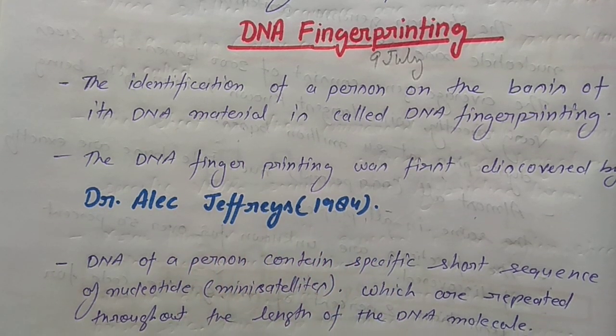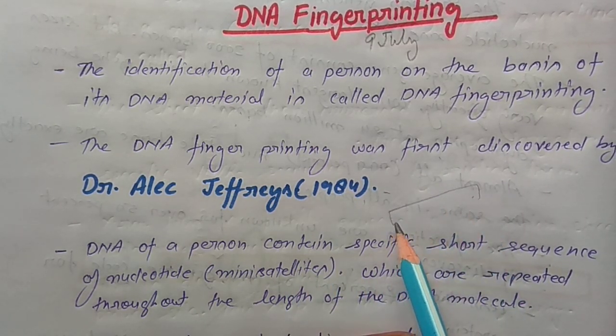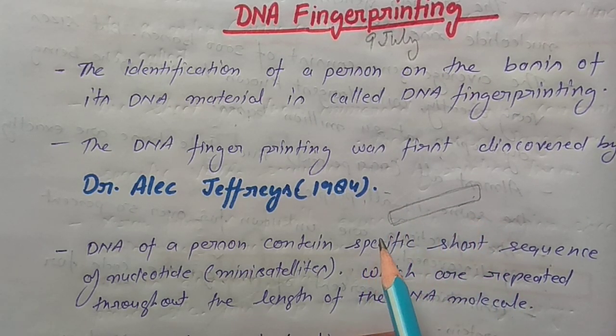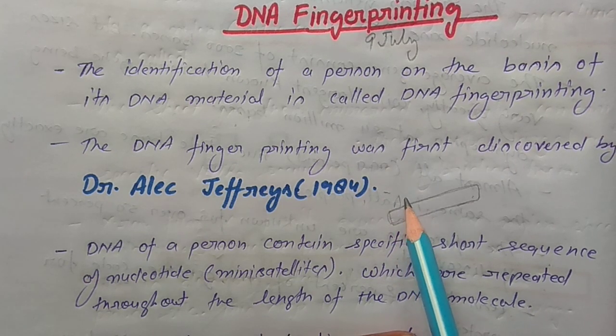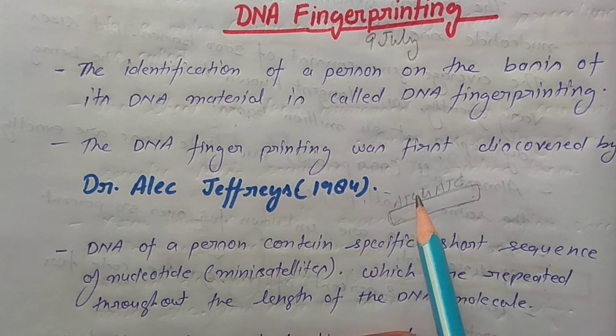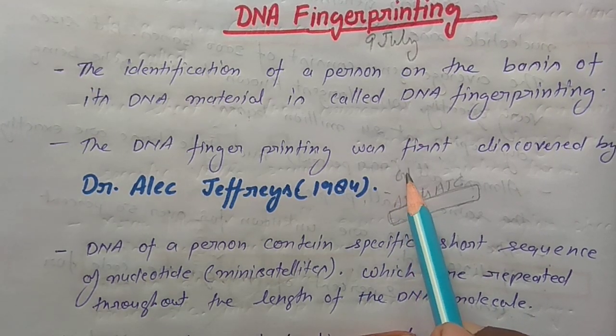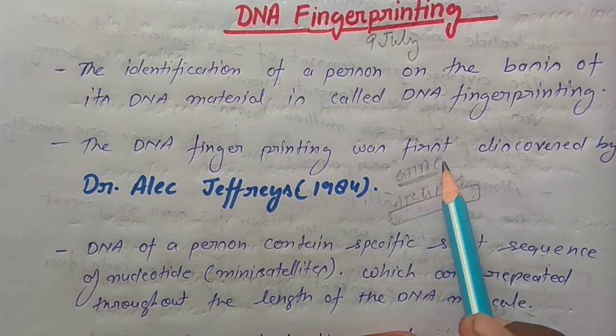Okay, so in DNA fingerprinting, we know that the DNA of a person contains a specific short sequence of nucleotides. A specific short sequence of nucleotides means we know that each DNA consists of many nucleotides. Repetition means A, T, C, G, A, T, C, G. Suppose it looks like GATAK.